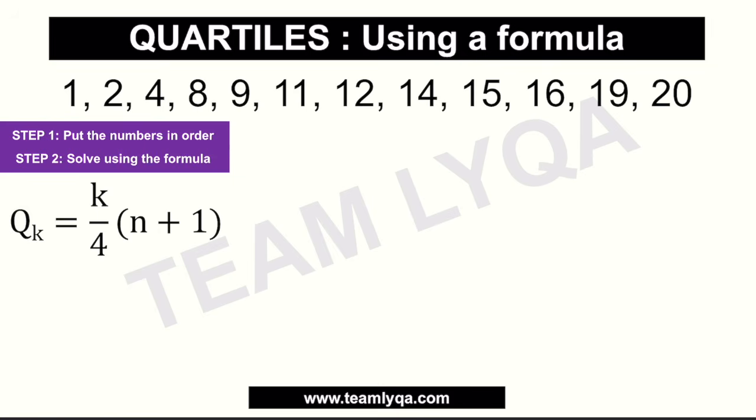Kapag kailangan natin gumamit ng formula, this is a formula that you're going to use. You have Q sub K. Yung K na yan is kung ano yung gusto natin. So, kung Q sub 1 ang hinahanap natin, lalagay natin yun as K. Tapos, yung number na yun, i-divide natin sa 4 times the quantity n plus 1. Yung n na ito is the number ng mga elements doon sa ating data.